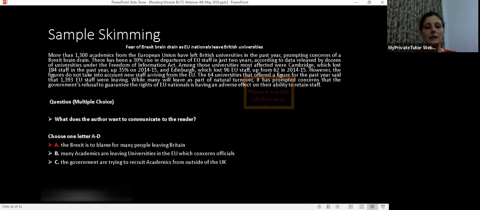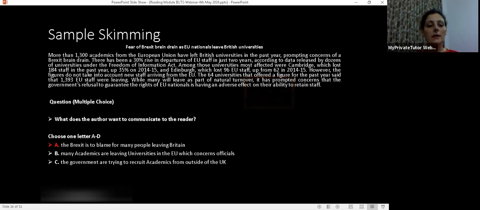A passage is there. You have to choose the correct option from the different multiple choice. What is it about? This is about a fear of Brexit brain drain as European Union nationals leave British universities. Okay, now we have got the idea what the passage is all about, what it's going to tell us. And I'm just skimming it quickly, reading the paragraph to have an idea.